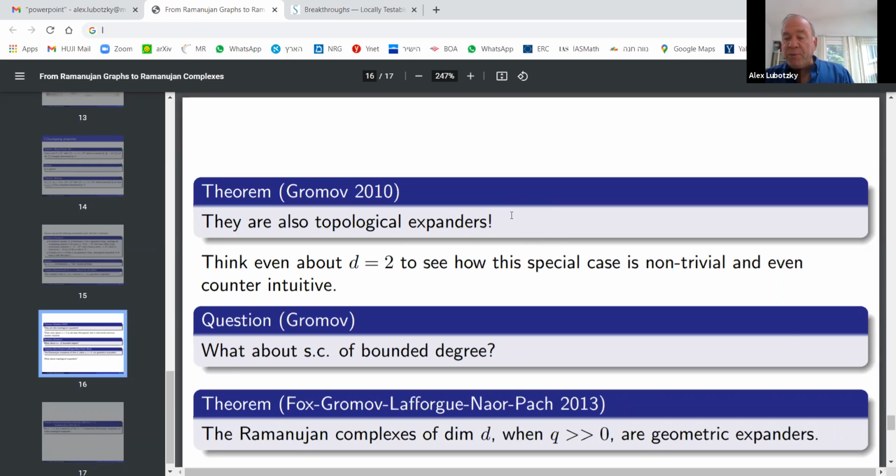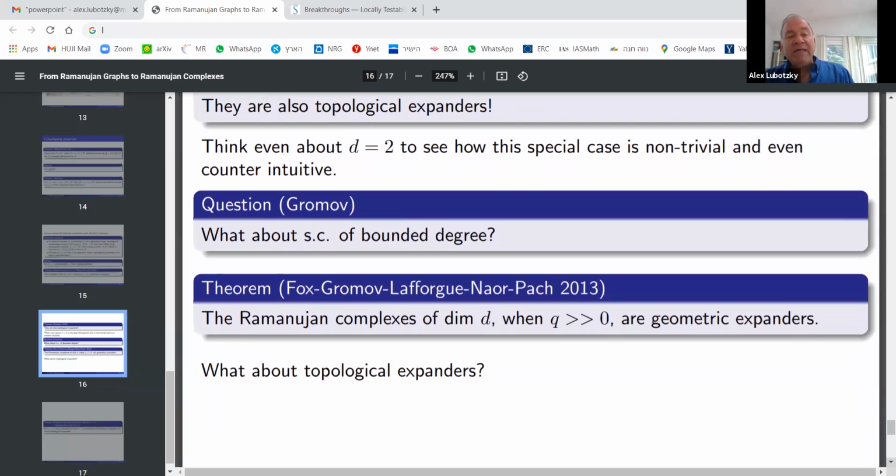But he put forward an even more difficult question. Can you find simplicial complexes like that of bounded degrees, so that every vertex is only in a bounded number of edges?